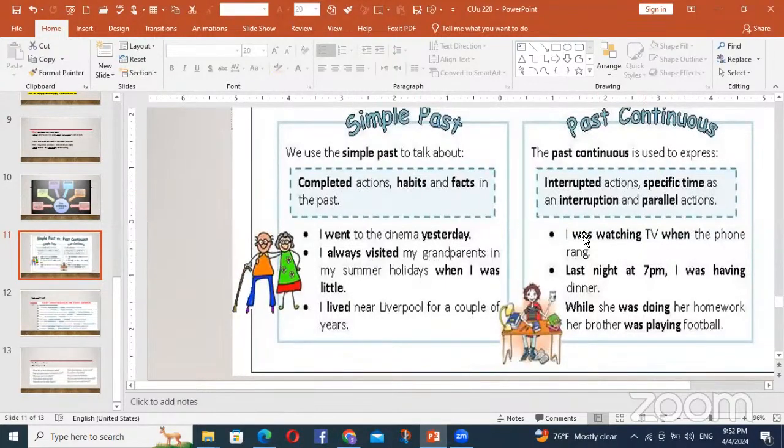I was watching TV, the long action. Something happened in the middle, during watching TV. What is it? When the phone rang. So listen to the phone. Last night at 7 p.m., the period of time, I was having dinner. While she was doing her homework, my brother was playing football. Two actions in the past. Okay? Let's go for this one.